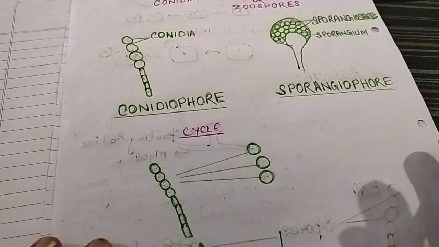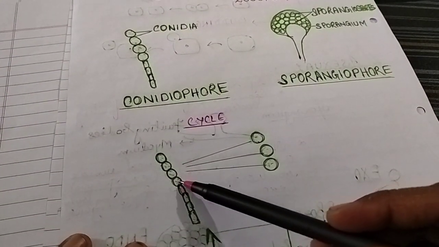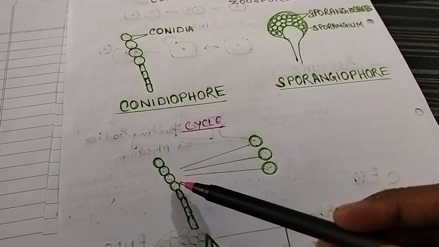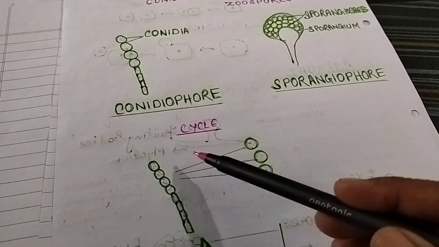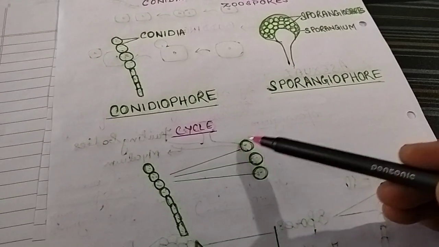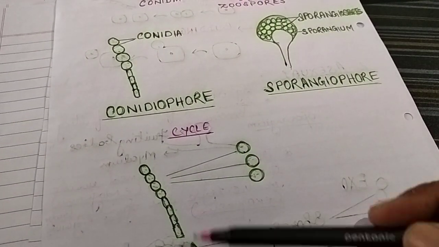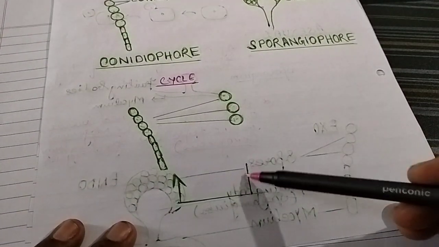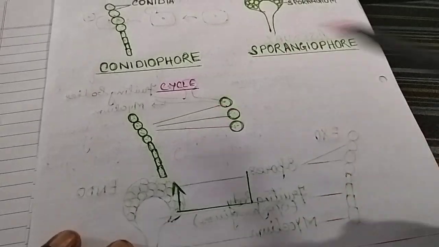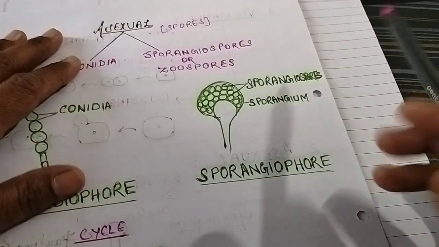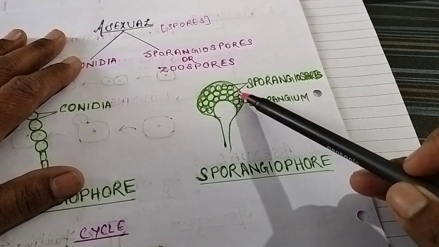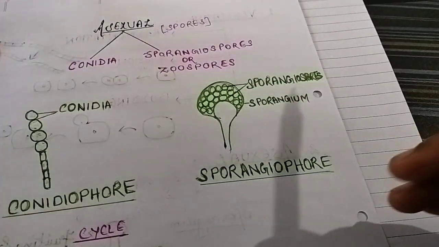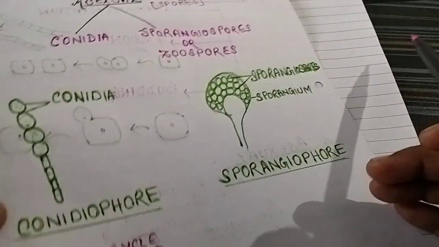Now, what is the asexual cycle? Spores are formed on the fruiting bodies, maybe conidiophore or sporangiophore, whatever it is. What will happen? These spores will disperse, they will shed off, and each spore in turn will form its hyphae or mycelium. Similarly, in sporangiospores, these spores will come out from the fruiting body, and each spore will then again turn into a new mycelium. So this was the asexual cycle.